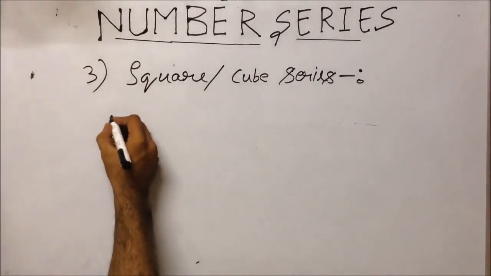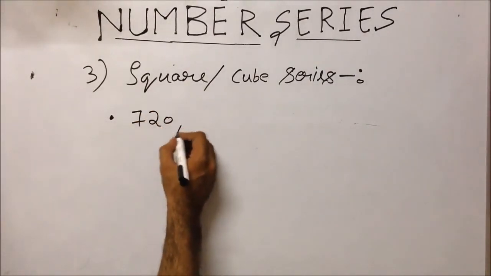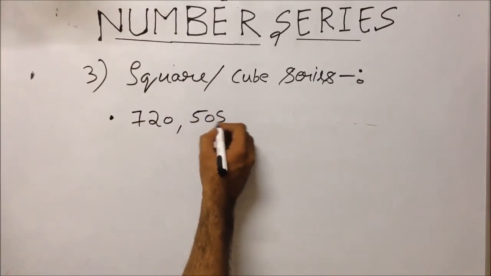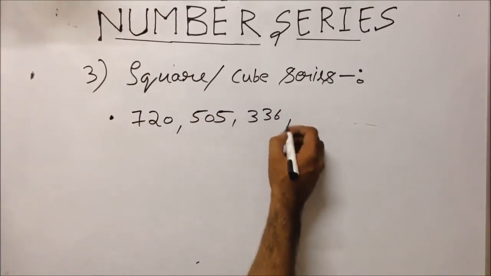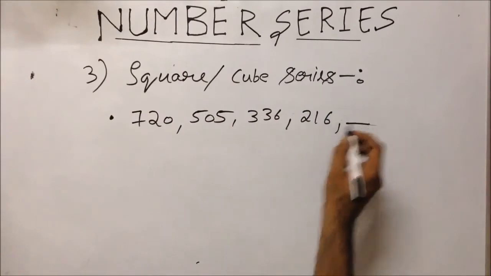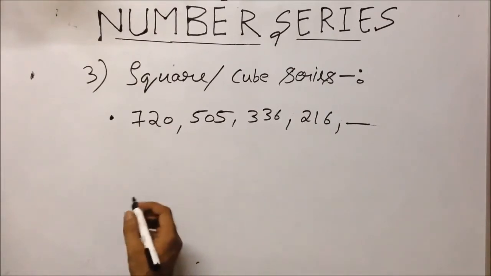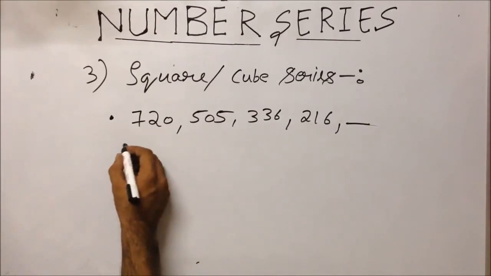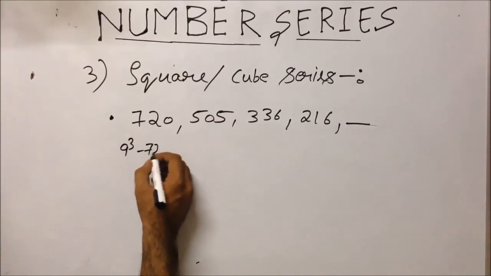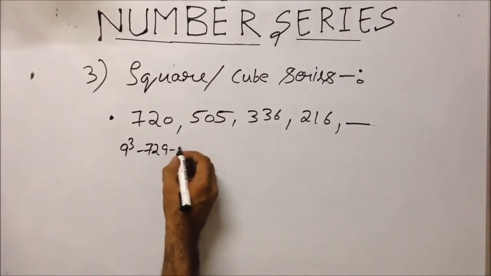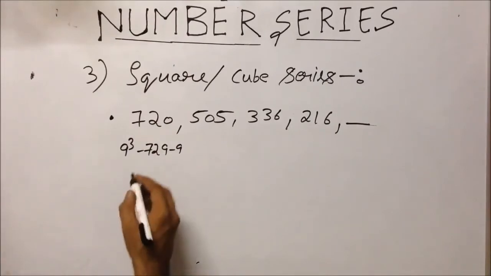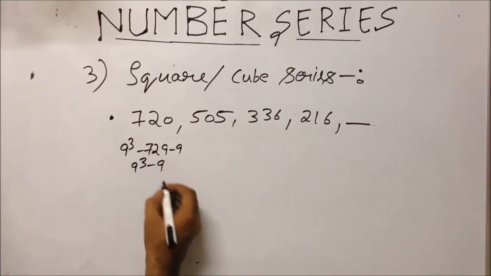Here the question would be like this. The first number is 720, next is 505, then 336, next is 216. You need to find the next number. Here you can easily see the difference between numbers is large. So when the difference is large, the pattern is either a square pattern or a cube pattern. Now 720 is closer to 9's cube, which is 729. If we subtract 9 from 9's cube, we will get 720. So the pattern here is 9's cube minus 9.